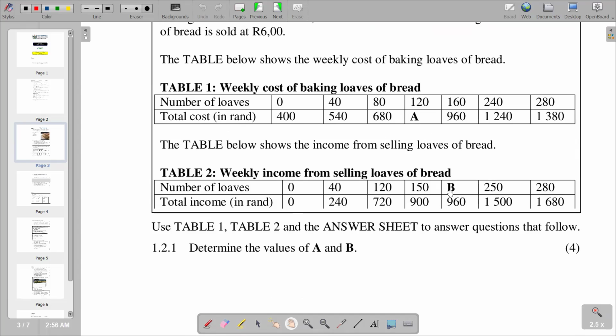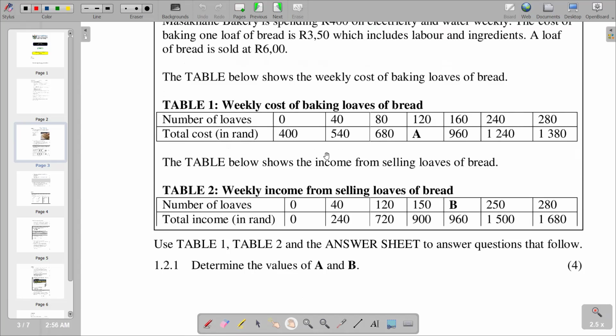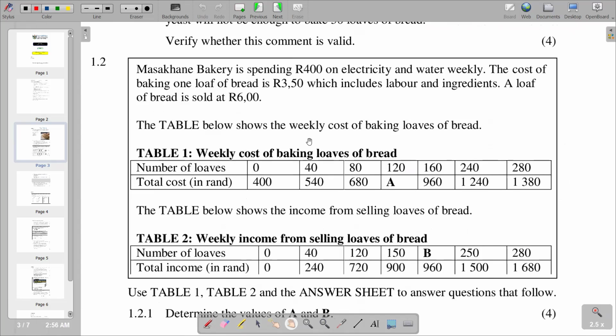So we have A and B. Obviously, we are being told that each loaf has a cost of 350. So it means you're going to multiply 350 by the number of loaves, which in this case is 120. Then the product that we get, we add to the fixed cost that is in each and every column, which is 400 rands. The fixed cost, remember, 400 rand applies to each and every number of loaves.